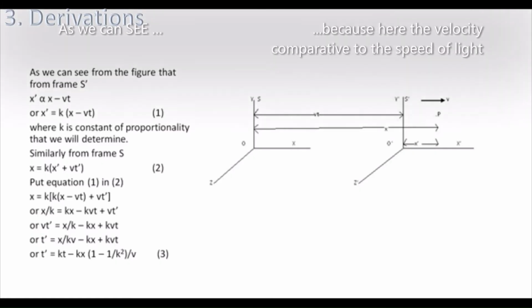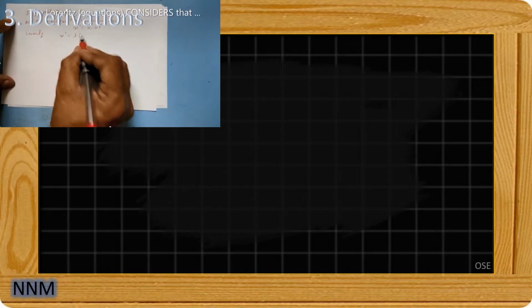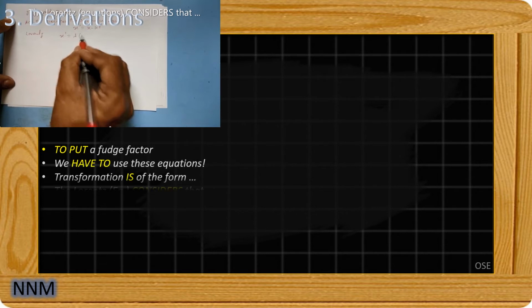As we can see from the figure, from S dash, x dash is directly proportional to x minus vt. In the Galilean transformation equations, it was x dash equals x minus vt. But here it is proportional to x minus vt because here the velocity is comparable to the speed of light. To put a fudge factor, we have to use these equations. Transformation is of the form.